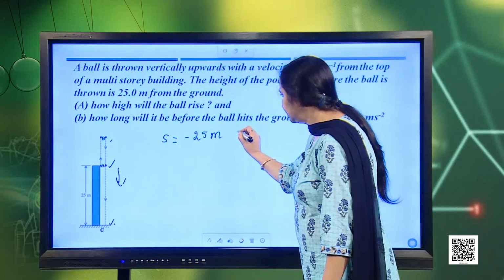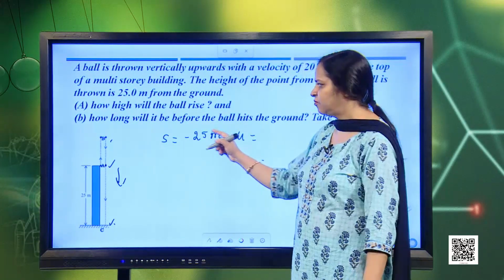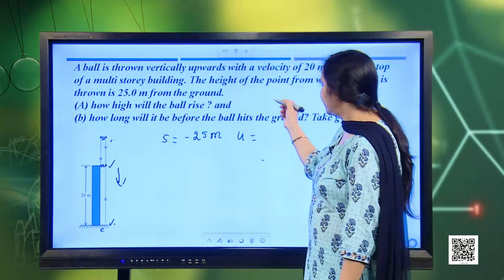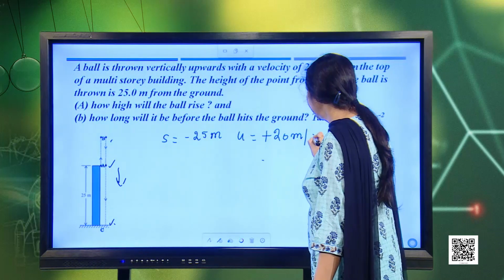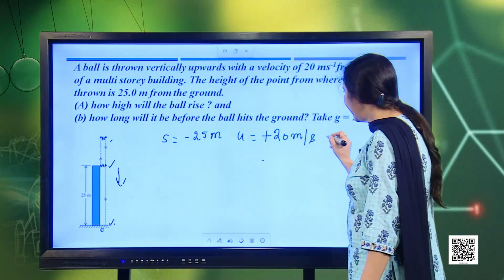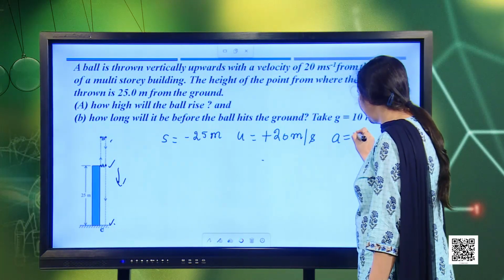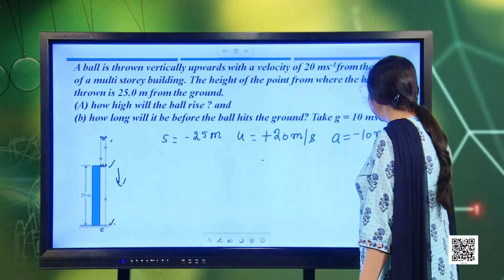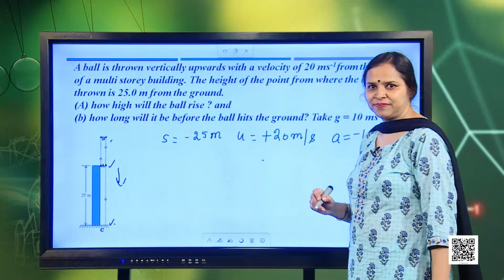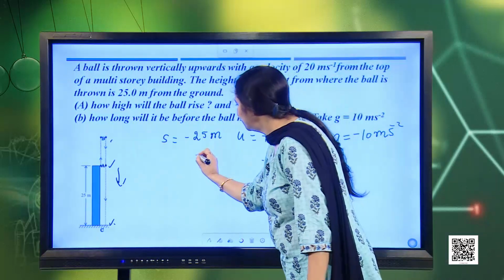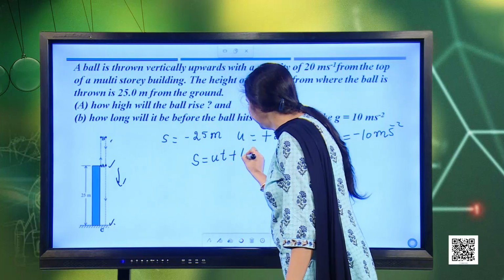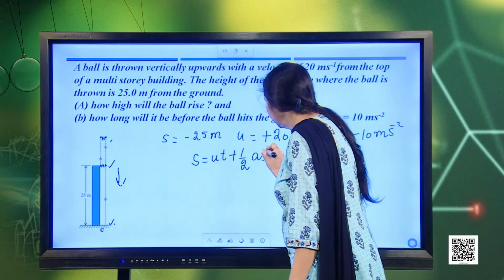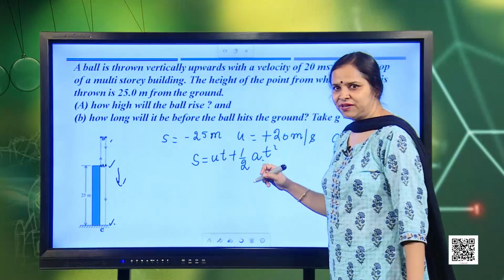Now what is the initial velocity? The initial velocity at point A is again plus 20 meter per second, and the value of a is again minus 10 meter per second square. Now using the second equation of motion, that is S is equal to ut plus half at square, let us substitute the values here.